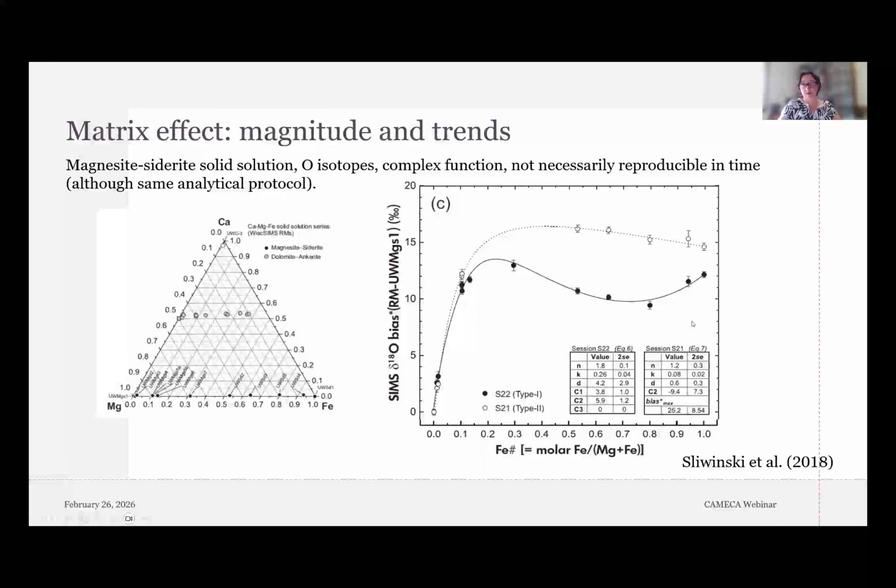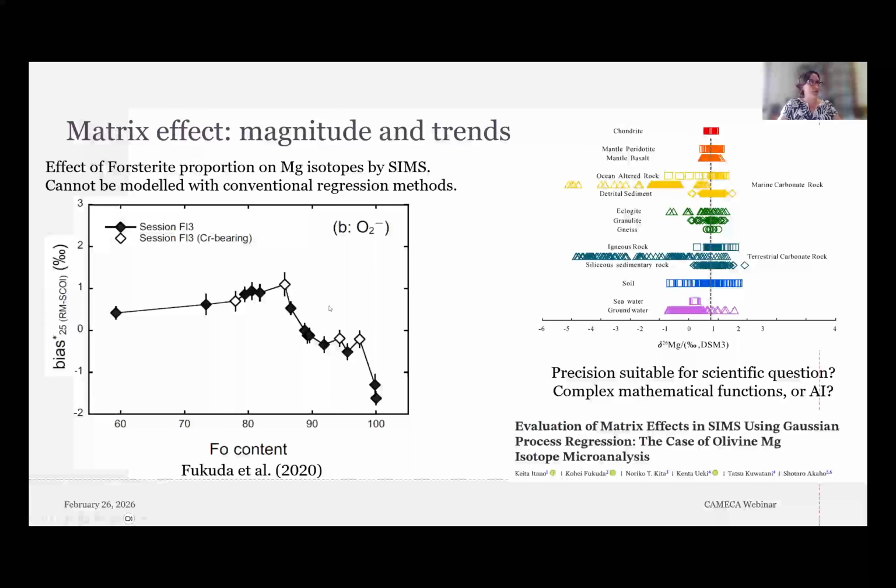So that's actually quite unusual from my perspective, but that's a reality. So it's really complex. And we can see that for low iron content of this mineral, the bias can be really, really strong, more than 10 per mil. So yes, it's not negligible.